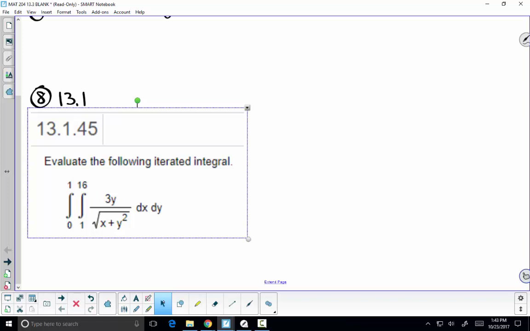So if we're in my math lab and we see that, and we think it'd be easier if we do dy dx, we could just flip it. We should get the same answer. You will get the same answer. And you can only do the switching if the limits are both constants. Today, we're going to see how to do the switching when they're not both constants, and that's a lot harder.